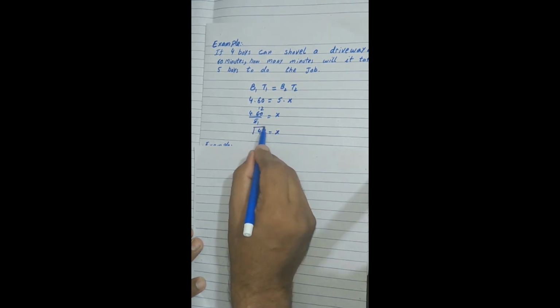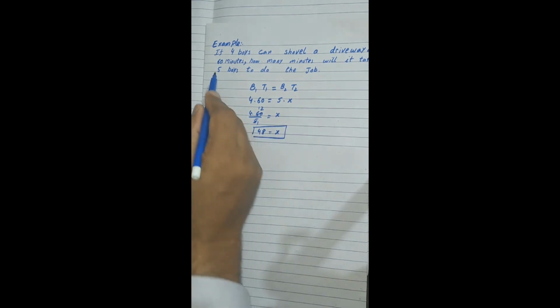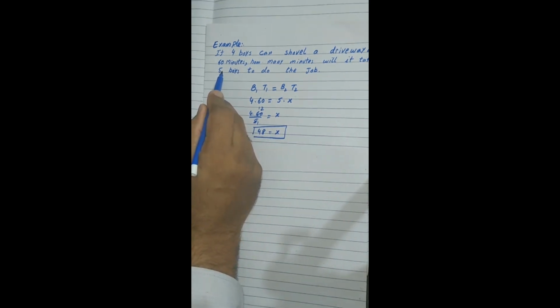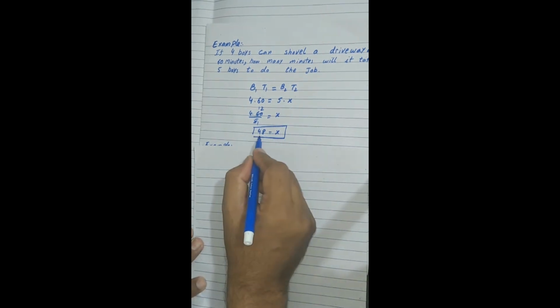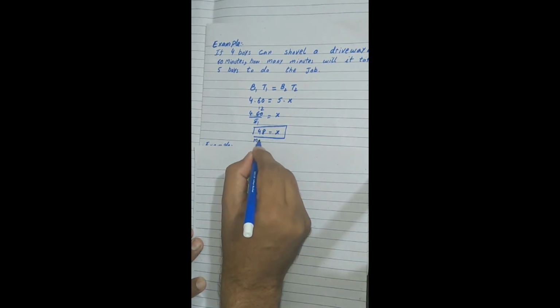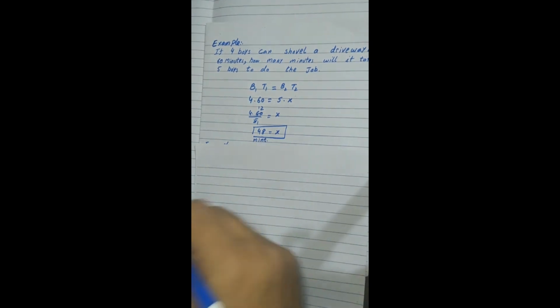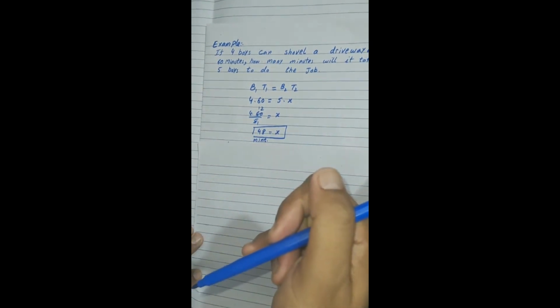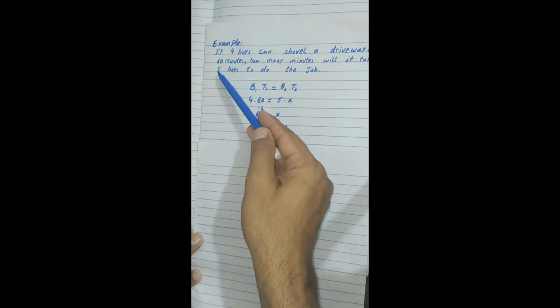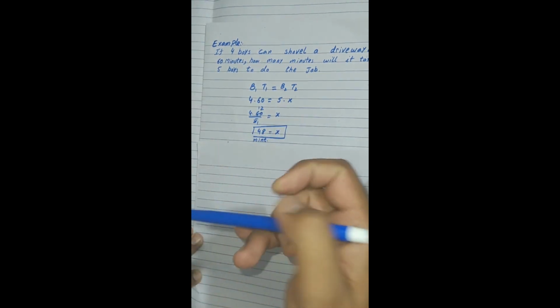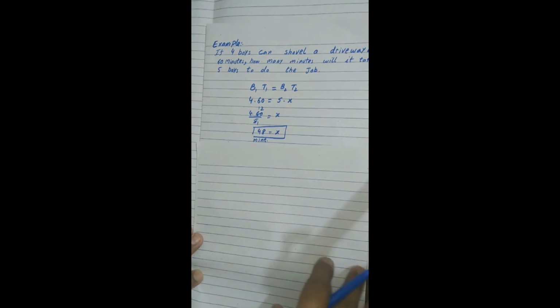It means 5 boys do the same job in 48 minutes. This type of relation is called inverse variation: when boys increase, time will decrease. We will understand this by another example.